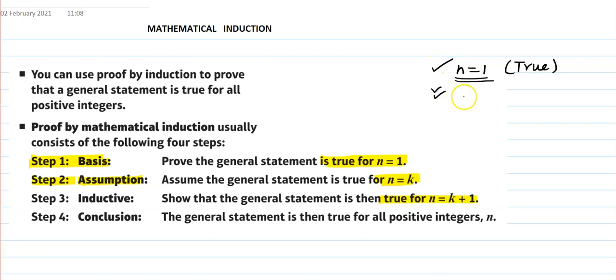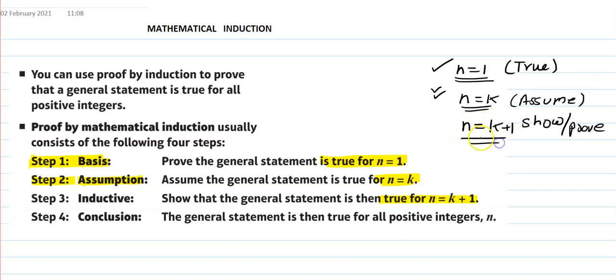Step 2, we will assume that it is true for n equal to k as well. It is our assumption that it is true for n equal to k, and then we will show or prove that the equation will be true for n equal to k plus 1. This is what we are going to do in this question. So I'm just taking the question now.